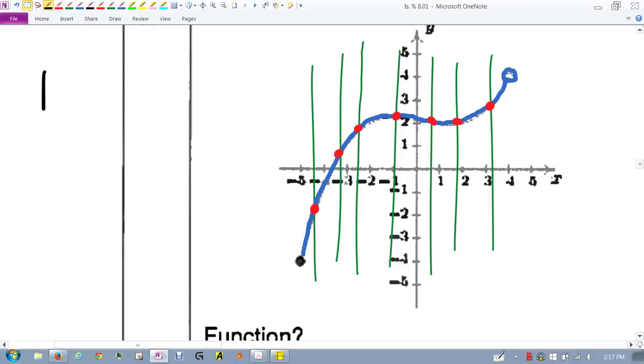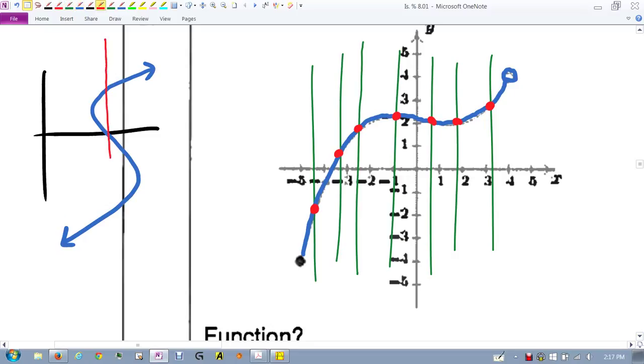Let me show you a picture. Let's say we had this over here. What if we had a graph that went like this? If I draw a vertical line that looks like this, how many times did I hit the graph there? I actually hit it 3 times. I hit here, here, and here.